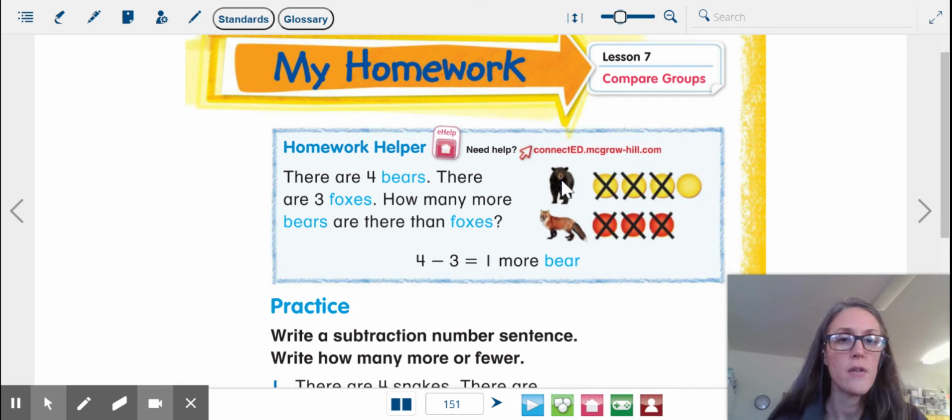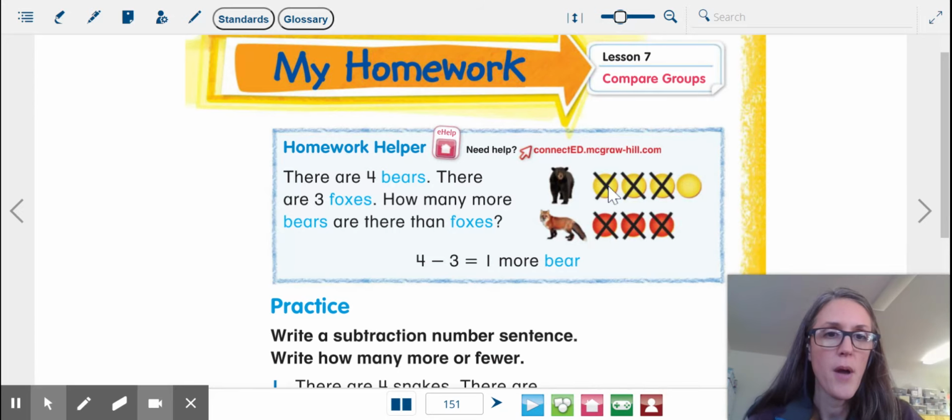If you look over here, you can see that the bear has 1, 2, 3, 4 counters beside it because there are 4 bears, and the fox has 3 because there were 3 foxes. The way that you can show that there's more bears is that there is 1 extra here. And the person who did this problem crossed out the same number of counters for each animal and wrote the subtraction problem or number sentence this way: 4 take away 3 equals 1. So there's 1 more bear than foxes.